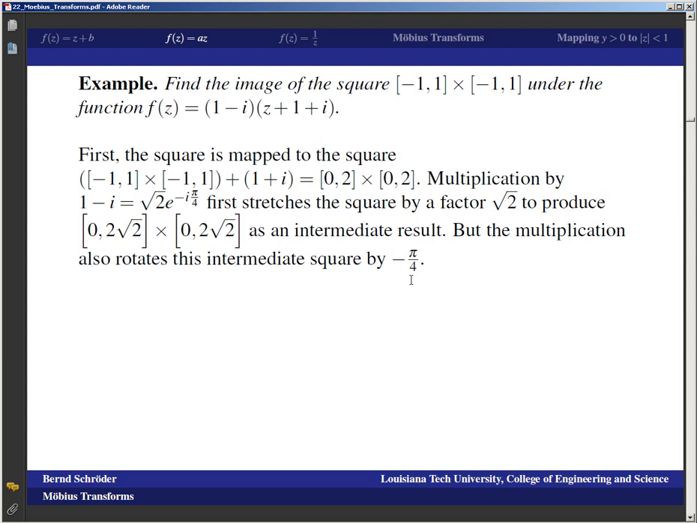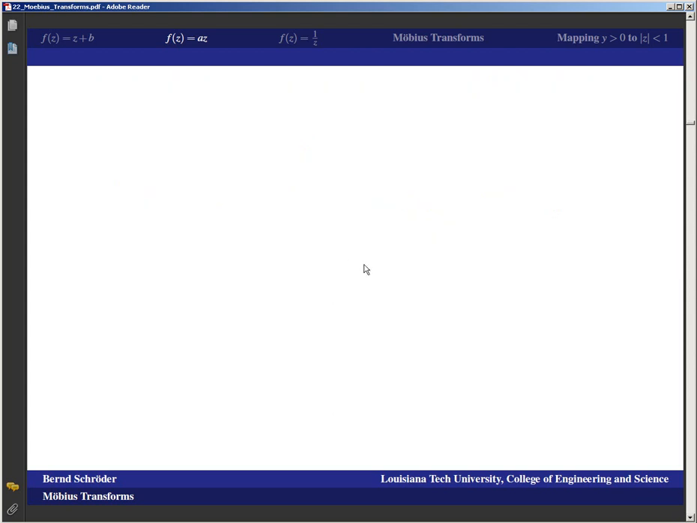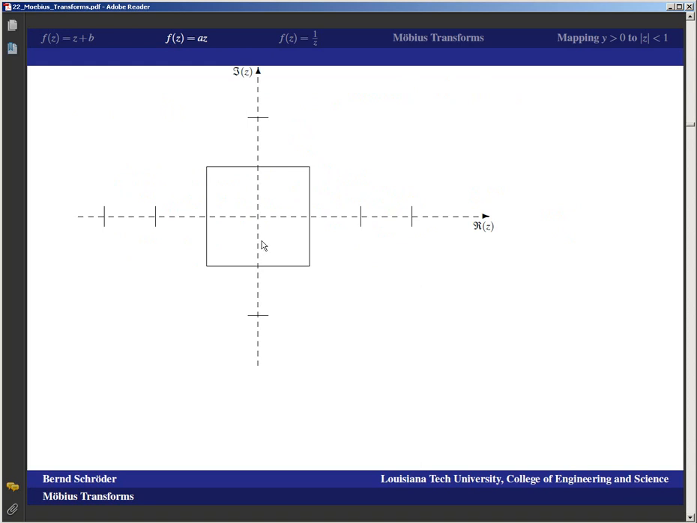Okay, so you can also see here, just as we had in the more abstract introduction, the way to figure this out is to take your function and break it up into pieces where you can see what's going on. And so the result here, of course, then is, here we go. Here's the original square, [-1,1] cross [-1,1]. We push over and push up to get [0,2] cross [0,2]. Then we stretch, we get [0,2 times root 2] cross [0,2 times root 2]. And then we do the rotation by pi over 4. And so that's the picture.